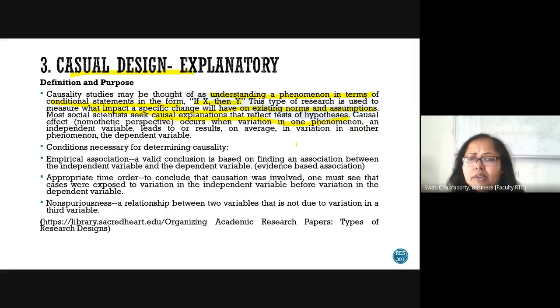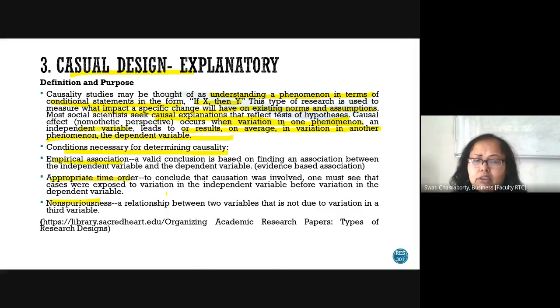Okay, and these causal effects can occur when variation in one phenomenon, the independent variable, leads on average to variation in another phenomenon, the dependent variable. So what are the conditions necessary for determining causality? One is empirical association, where a valid conclusion is based on finding an association between the independent and dependent variable. That is what we call evidence-based association. Second is appropriate time order: to conclude that causation was involved, one must see the cases were exposed to variation in the independent variable before variation in the dependent variable.